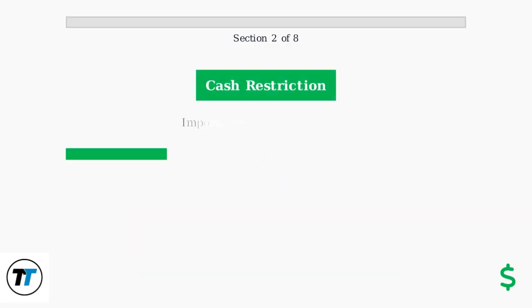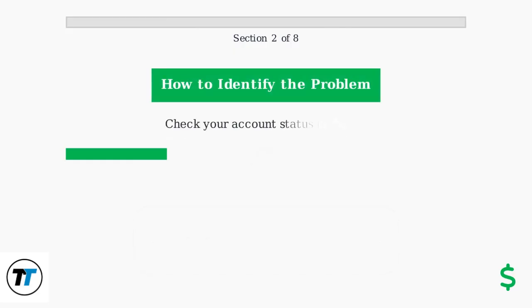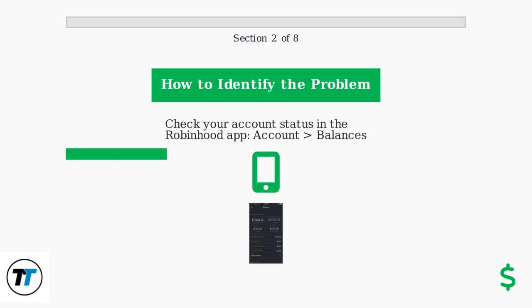A cash restriction is applied when you have a negative balance, preventing withdrawals and new trades until the deficit is resolved. This protects the platform while you fix the issue. To identify the exact issue, open the Robinhood app and navigate to your account section, then tap Balances. This will show your current cash, buying power, and any restrictions or deficits.